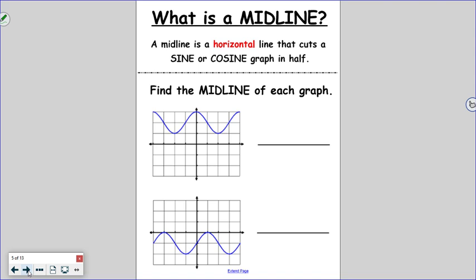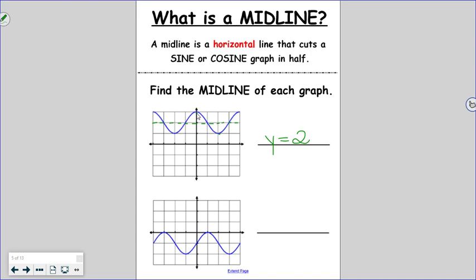Your graph has a line that runs exactly through the half of it, where exactly what's above it is the same as what's below it. So if we were to find the midline of, say, this graph, I would find exactly halfway between the highest point and the lowest point. That line is considered your midline. Now, it's a horizontal line. Horizontal lines are of the format y equals, and it goes through up at 2. So y equals 2 would be the midline of that graph.